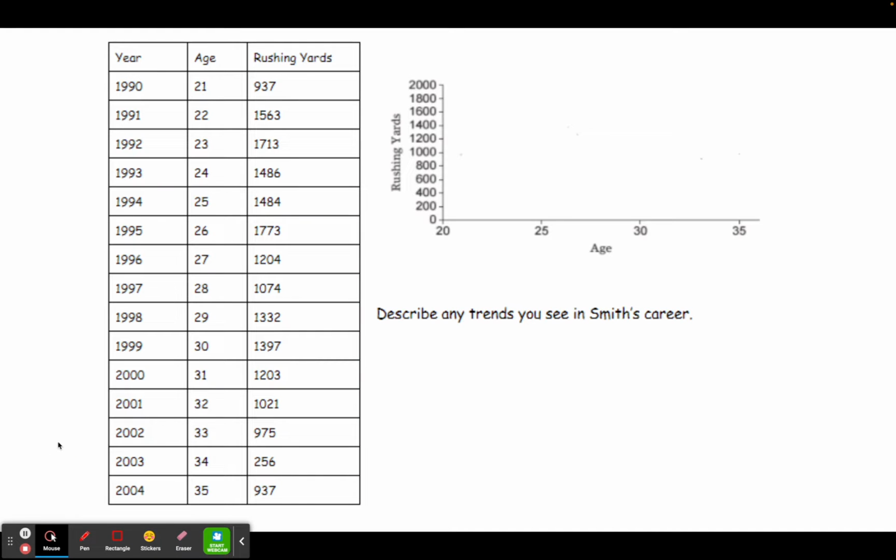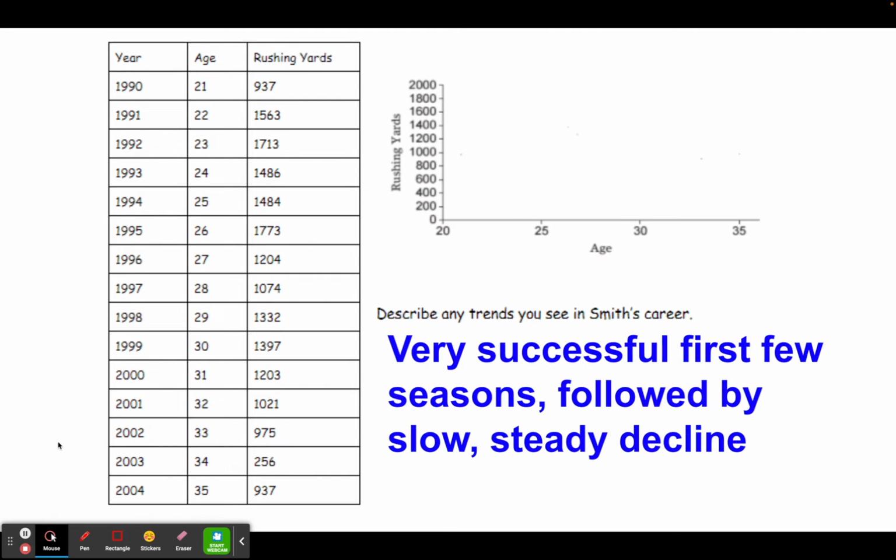So in your notes, when it asks you for any trends that you see, we would say that he had a very successful first few seasons, followed by a slow, steady decline. And again, we're sort of ignoring the individual ups and downs and looking at the overall pattern over time.